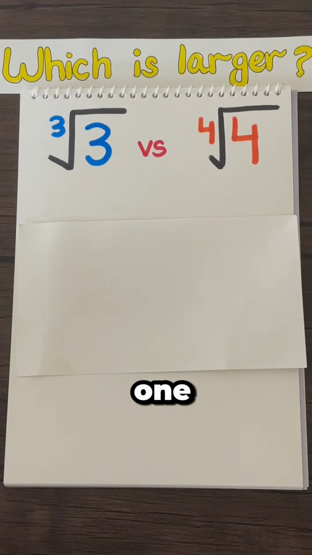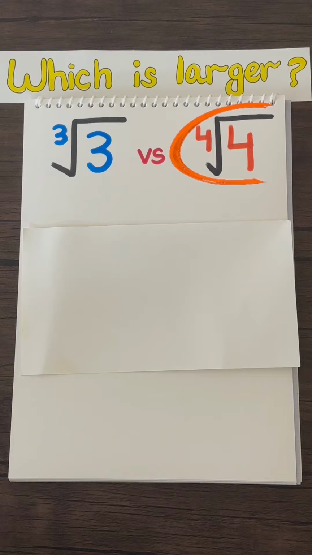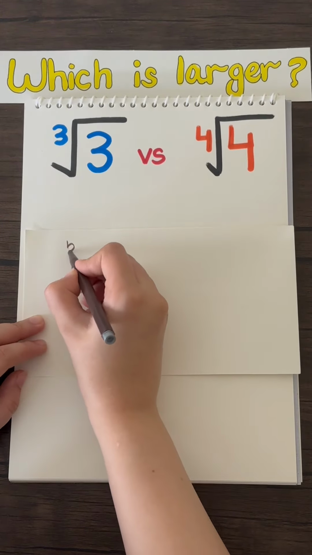This looks like a fun one. It says, which is larger, the cube root of 3 versus the fourth root of 4? First, let's write this in rational exponent form. Here are the notes right here.